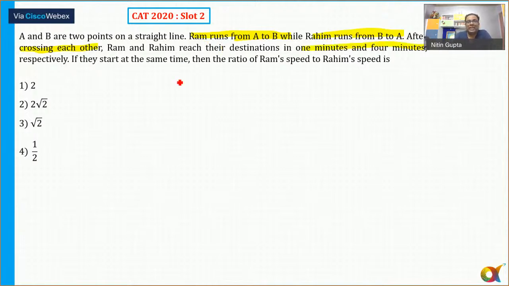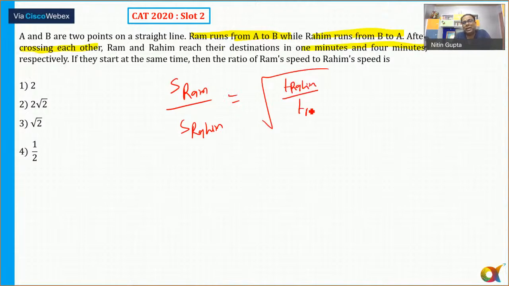So I can say the speed of Ram to the speed of Rahim will be nothing but the time taken by Rahim after meeting upon the time taken by Ram after meeting. They take 1 minute and 4 minutes respectively. So Ram is taking 1 minute, Rahim is taking 4 minutes. The ratio is equal to 2:1. So the ratio of Ram to Rahim is 2:1. In the question also, they have asked the ratio of Ram's speed to Rahim's speed. So that is option 1, which is equal to 2.